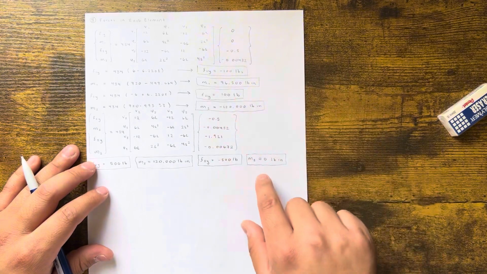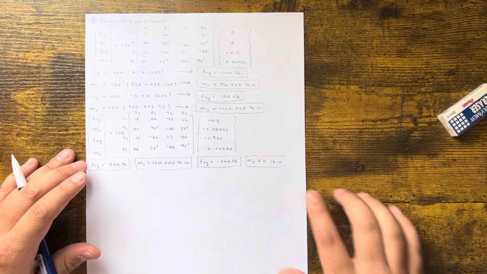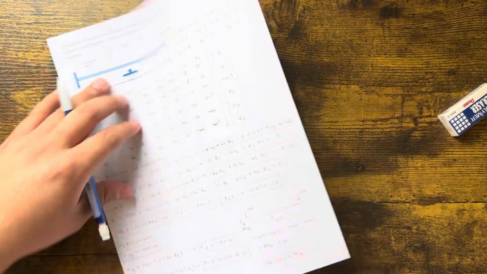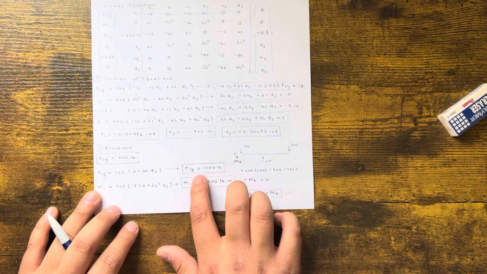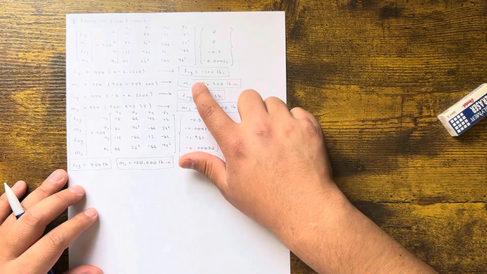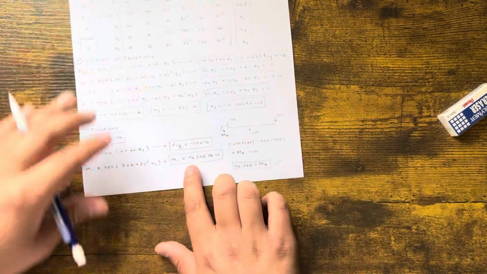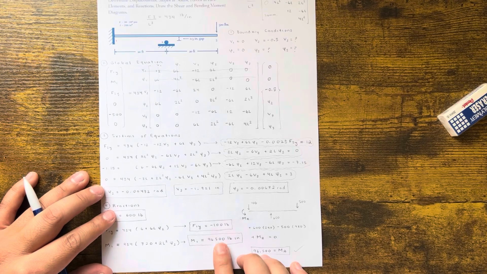Get all your F1Ys. In this case, out of these four and these four, get all the F1Ys. We only have one. It's negative 100. That should be equal to the big F1 over here, and yeah, that big F1 was equal to negative 100. The M1, same thing. Get all the M1s. In this case, we only have this one out of all the 8 of them, right? 96,500. And that equals your 96,500 here, okay? So do the same thing for all of them.